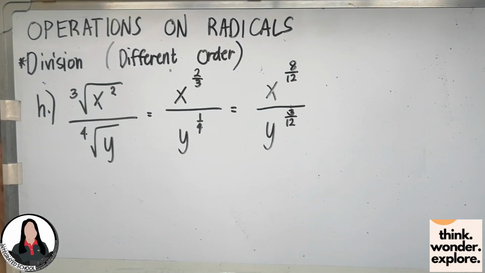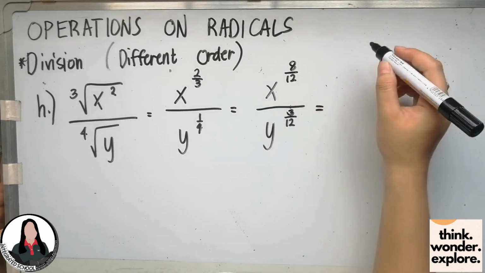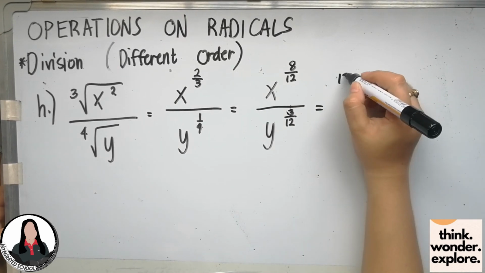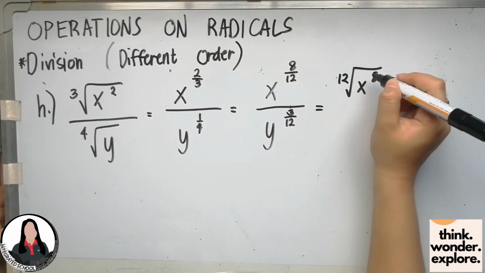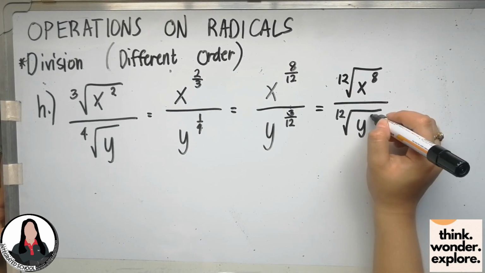Now, ibabalik natin siya sa radical expression. Hindi na natin kailangan i-factor out ang 1 over 12 kasi ang kaibahan nito from the previous example, ang x and y are variables. Sa kanina naman kasi, they are constant. So, pwede siyang i-evaluate. So, dito, diretso na tayo sa radical expression. So, we have the 12th root of x raised to 8 all over the 12th root of y cubed.